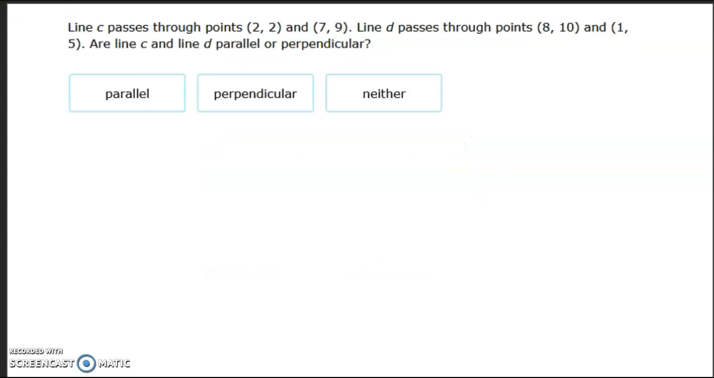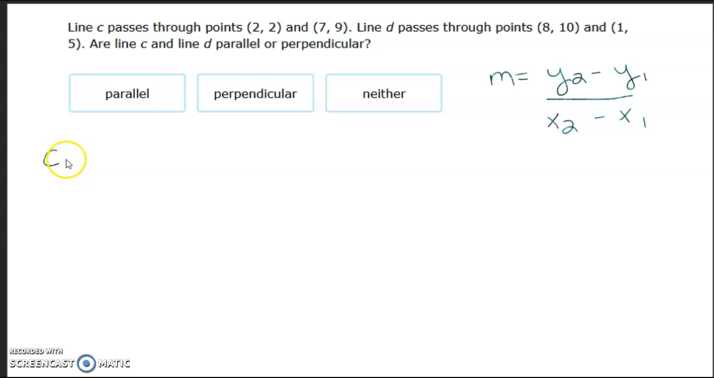So let's do this one. This one is a little bit different. We are going to have to use a formula that we're going to go over, which is called the slope formula. So the slope formula is y2 minus y1 over x2 minus x1. And when it comes to this, we're going to do more of this next week with the slope formula. But in this case, we just need to find the slope of line C and the slope of line D and then compare them.